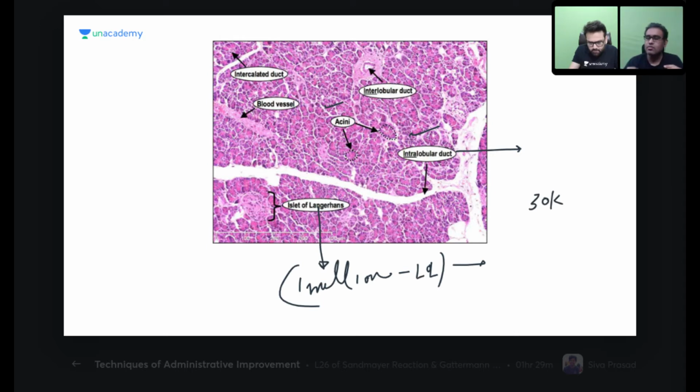Out of which most are beta cells secreting insulin. Now we all know beta cells secrete insulin in the islet of Langerhans. So most are beta. Then you have the alpha cells secreting glucagon, around 30%. Each islet has this number of cells. So that was the basics of the histology, the embryology, and the external features.